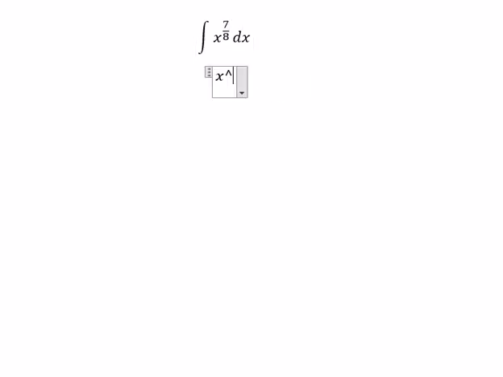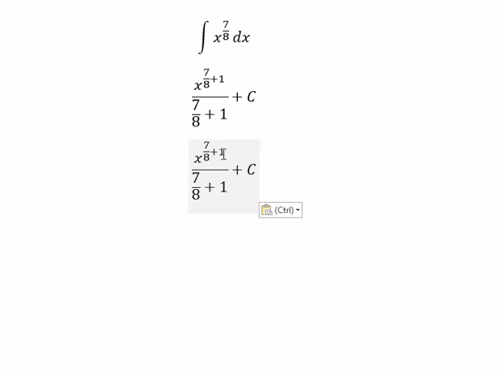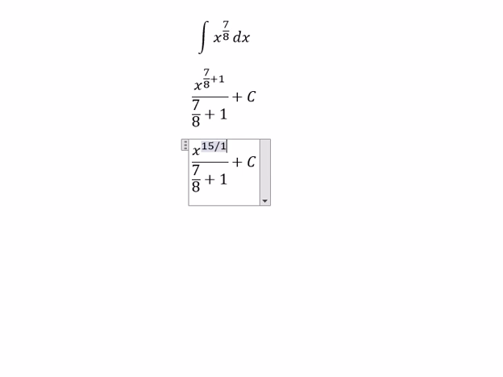The final answer is about x to the power of 7 over 8 plus 1 over 7 over 8 plus 1. This one you can get about 15 over 16. Oh sorry, this is 15 over 8. And this is about 15 over 8.